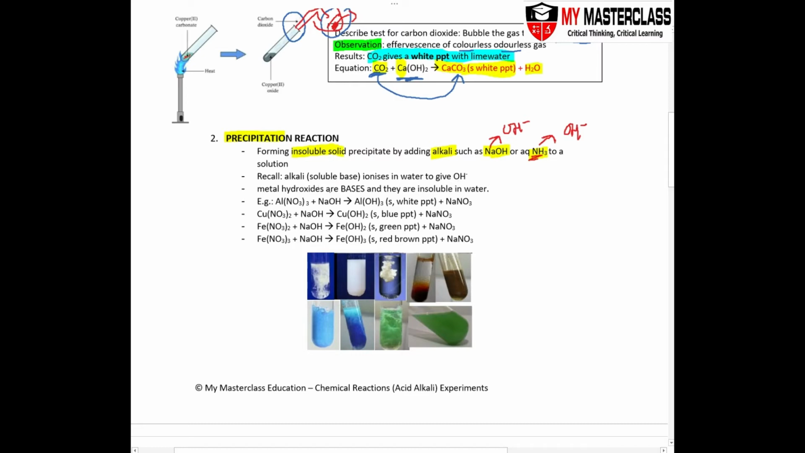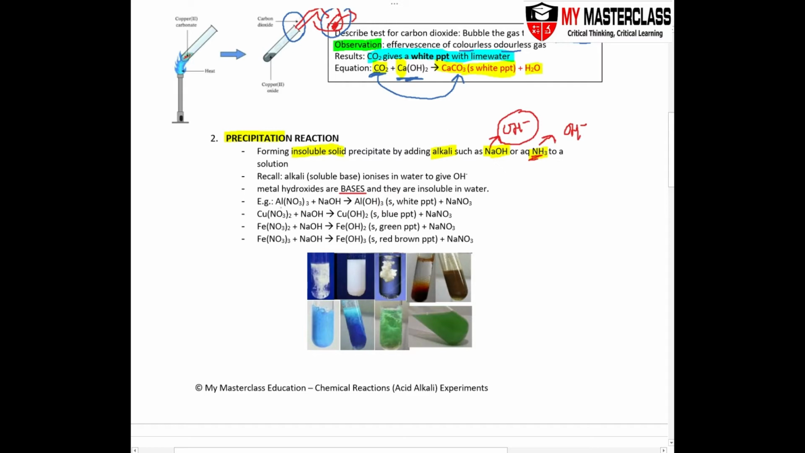And then metal hydroxides, they are all bases. Okay, if you cannot remember what's a base, please review your concepts again. Okay, they are bases, they are insoluble in water. So with the OH minus that you have, the hydroxides that you have, again, it is negative. What should it partner? Partner the positive.